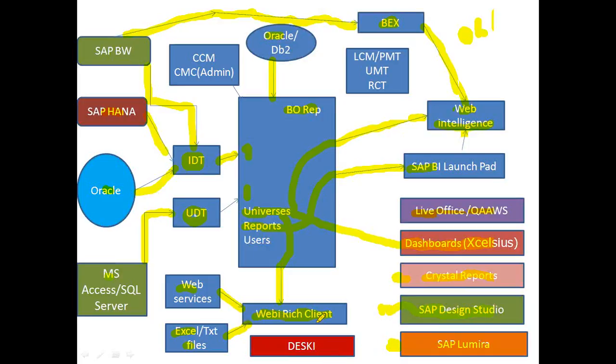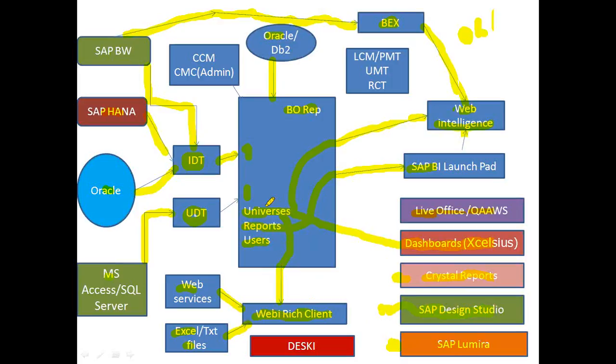The main thing in the BO repository, you see it says universes, reports, and users. What kind of reports can you save in the repository? Is it the same report you create in Web Intelligence, or what kind of reports are in the repository? You can save Web Intelligence reports, dashboards, Crystal reports, Design Studio reports, and you can also save Lumira reports. All reports you can save into the repository.